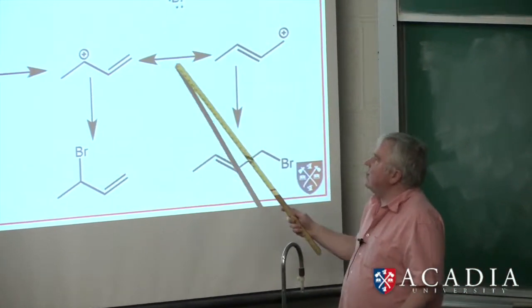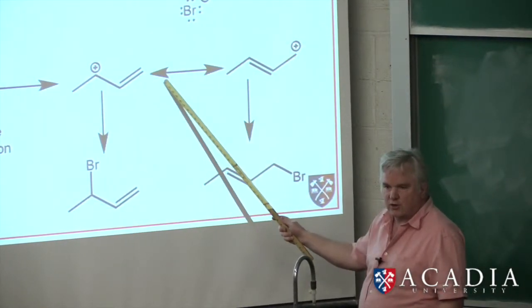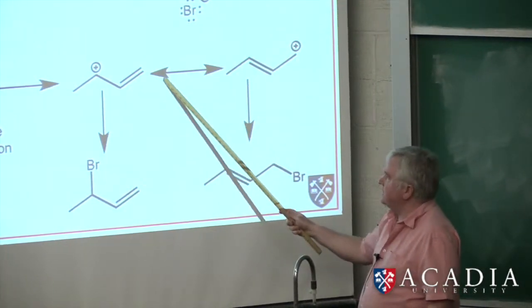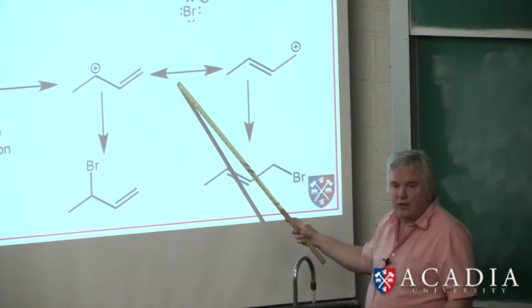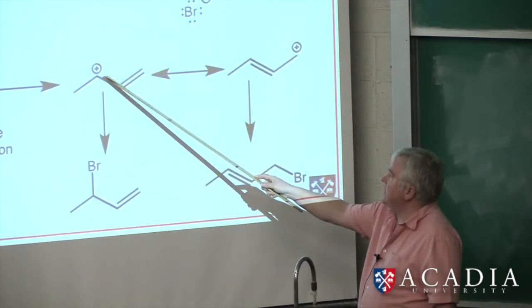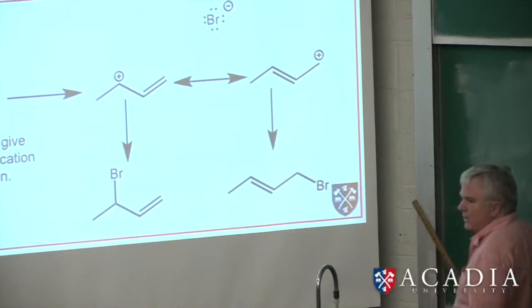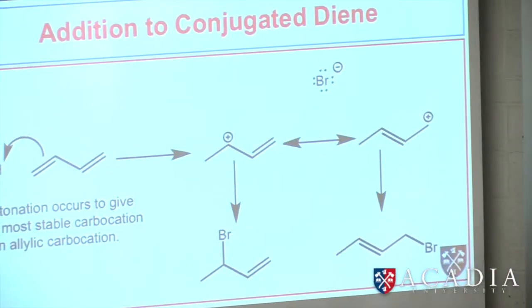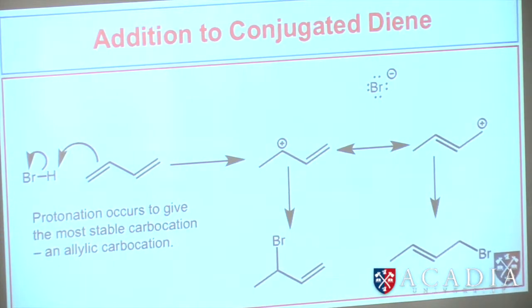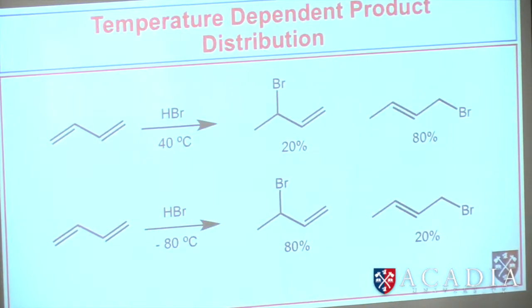Okay? Another thing I want to remind you, these are resonance structures. So this thing is not an equilibrium arrow, it's resonance. The real structure is kind of shared. The positive charge is shared between the 2 and the 4 position there. So that explains our product distribution.